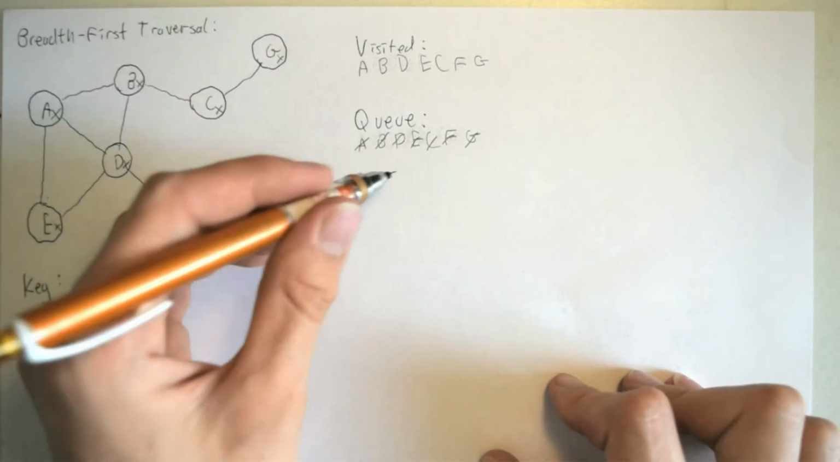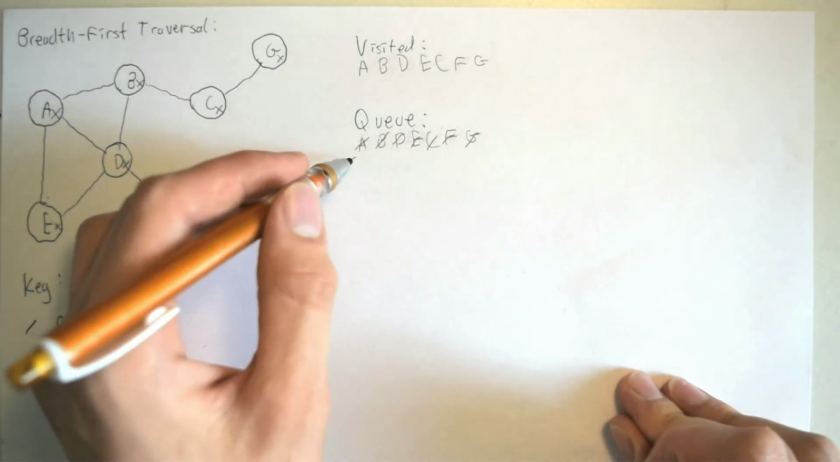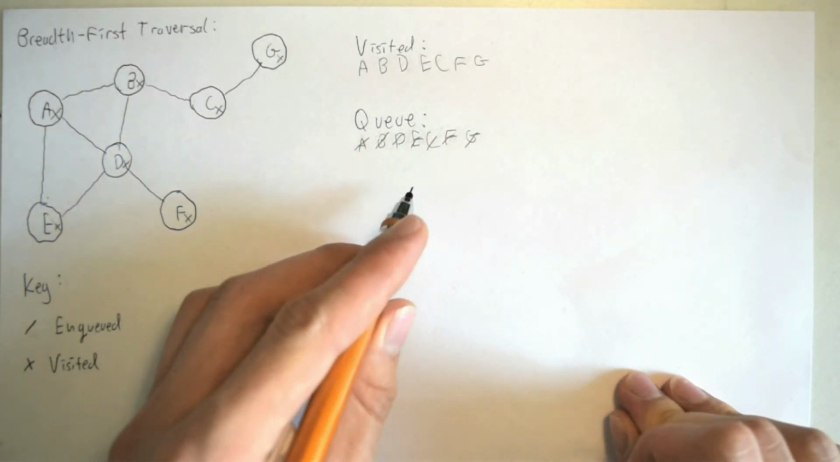So, we can now see that all of the items have been dequeued, so the queue is now empty, which means that the graph is now traversed.